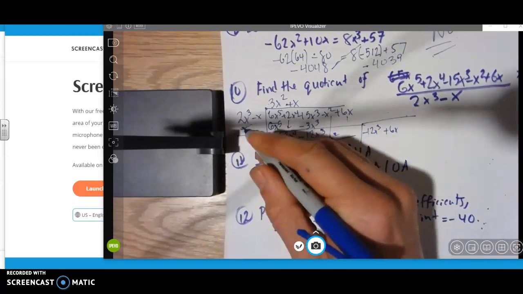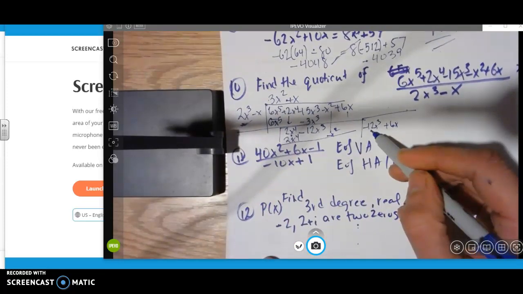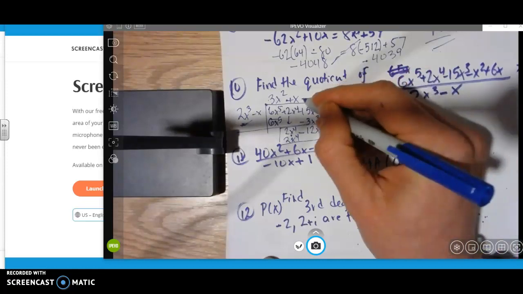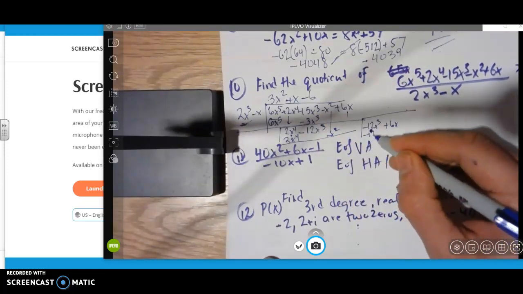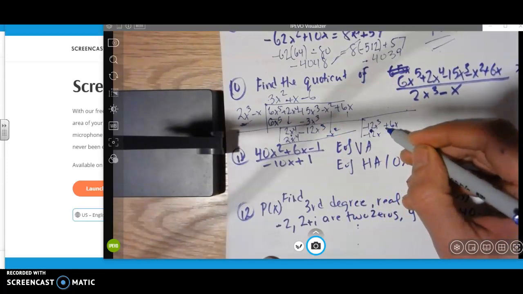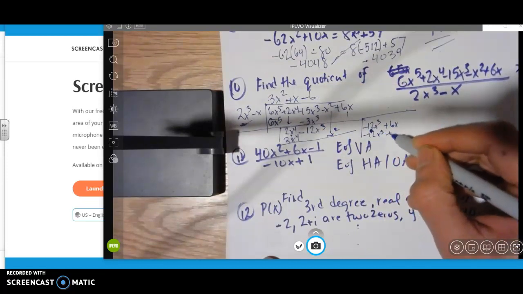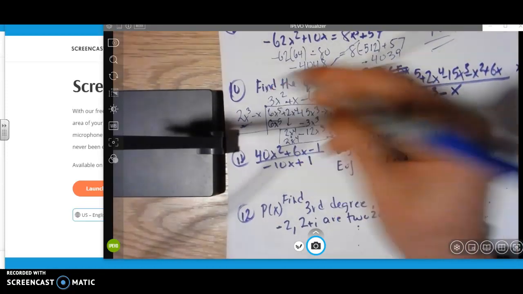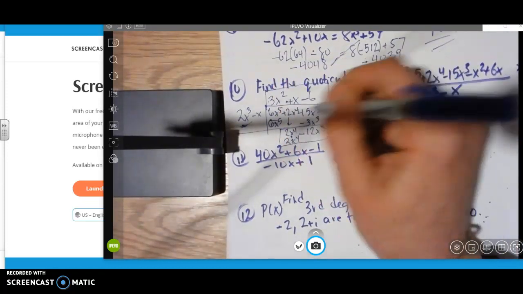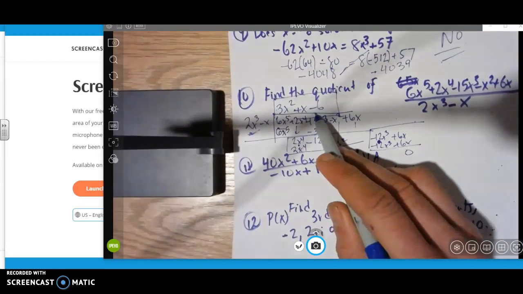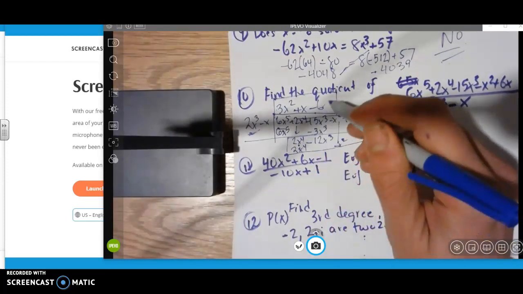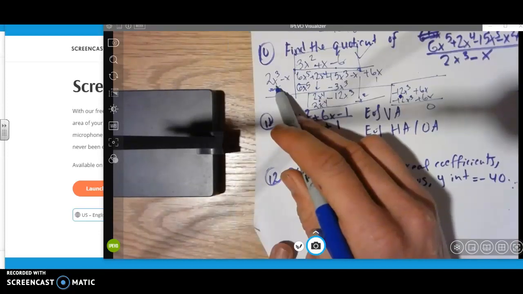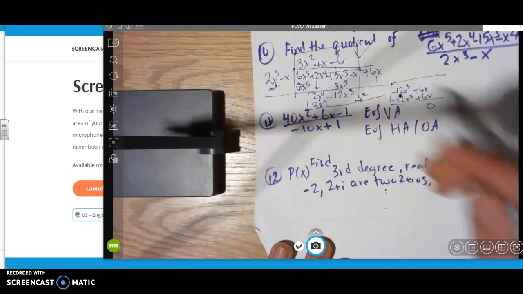Now I have to divide 2x to the third into negative 12x to the third, and that's going to go in negative 6 times. Okay? So it's going to be negative 6. I do that, I'm going to get negative 12x to the third plus 6x, and that's exactly 0. So therefore we have no remainder, and our quotient is simply going to be 3x squared plus x minus 6. Check. No remainder. If we did have a remainder, we'd put whatever we got after that over 2x to the third minus x, if there was something left over.